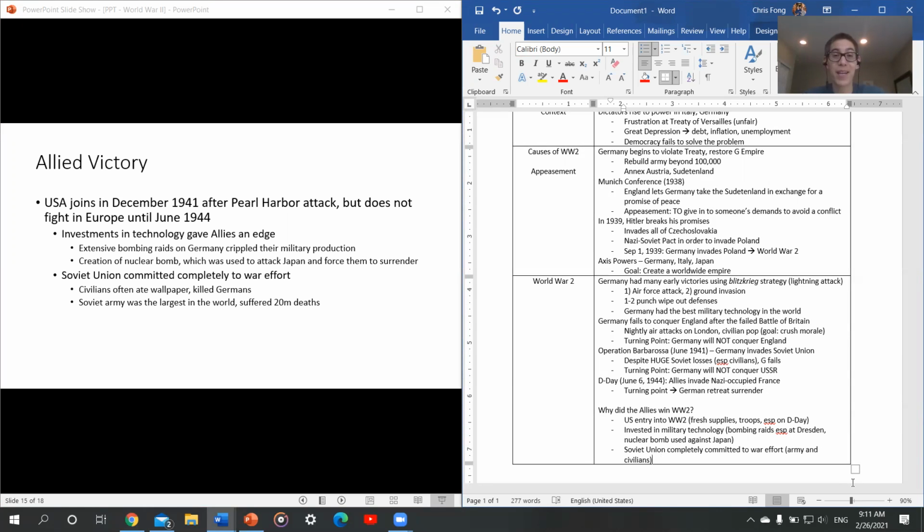Now, the Soviet Union is going to be pissed. Stalin's going to be pissed because they fought Germany by themselves basically for 2 years, 1940, 41, 42, 43. Civilians took up arms, civilians defended their town. And while the Soviet army was the biggest in the world, they also suffered the most deaths.